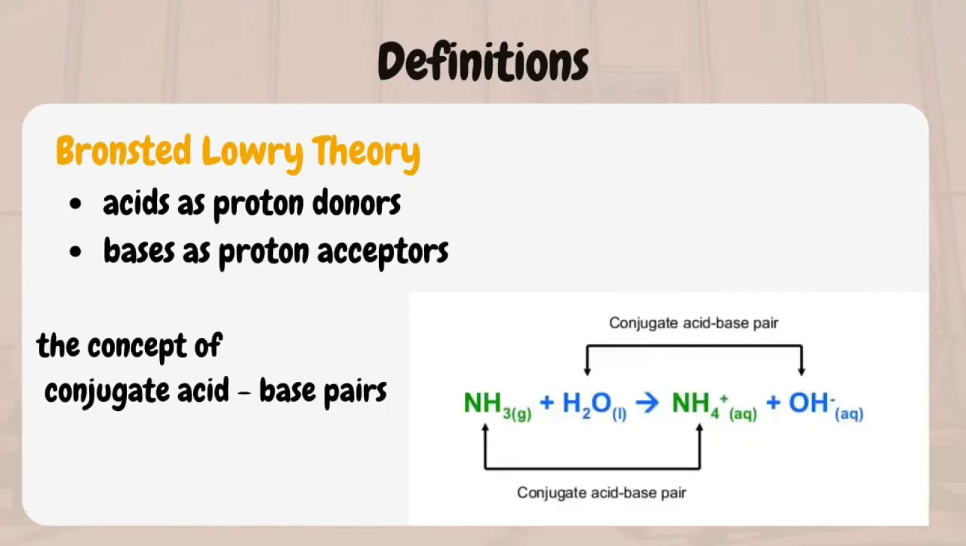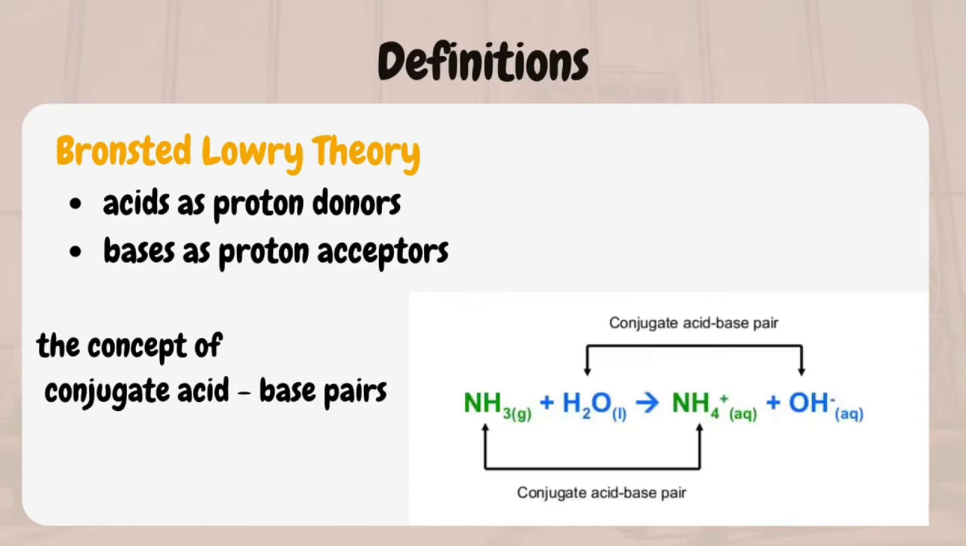Okay, the next definition is from Bronsted-Lowry theory. In this theory, acids are defined as proton donors, whereas bases are defined as proton acceptors. Here, water molecule H2O donates a proton H+ to ammonia NH3, which accepts it, forming a positively charged ammonium ion NH4+ and a negatively charged hydroxide ion OH-.